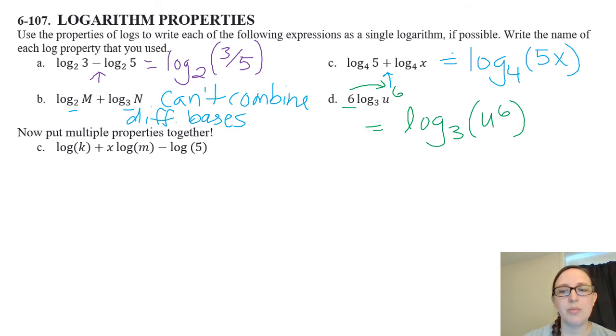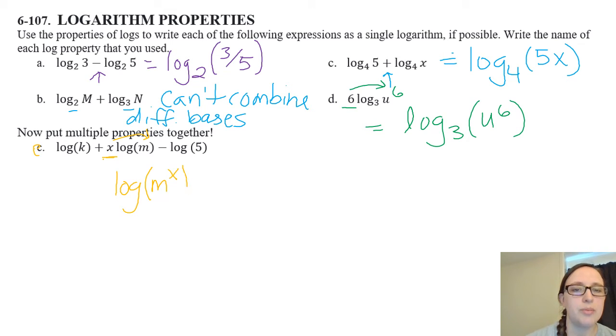All right, so now putting multiple properties together instead of just one property at a time. In part C, I guess there's 2 parts C's. Oh well. This is kind of like part E. We have addition, we have subtraction. So we're going to use the product property and the quotient property. If you notice, it's kind of hiding in there. There's an x in front of the middle log. So we're going to use the power property first to move this x to become m to the power of x first.